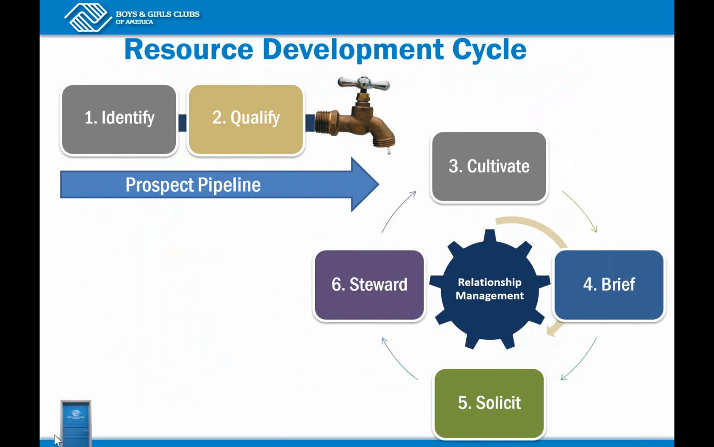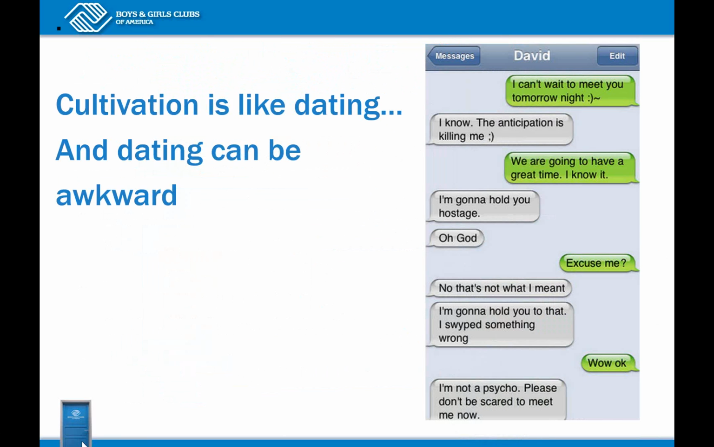I always think that cultivation is like dating. Your first date is when you're first getting to know that donor, and you don't ask them to marry you until you're a few dates into it. But we all know that dating can be really awkward. I love this graphic, and I feel so bad for whoever had that autocorrect fail. So dating can be awkward, and the more practiced you are at dating, the better you are at doing it. The more dates you have with someone, the more smoothly they'll go. So we're going to talk a little bit about cultivation as relationship building, just like dating.